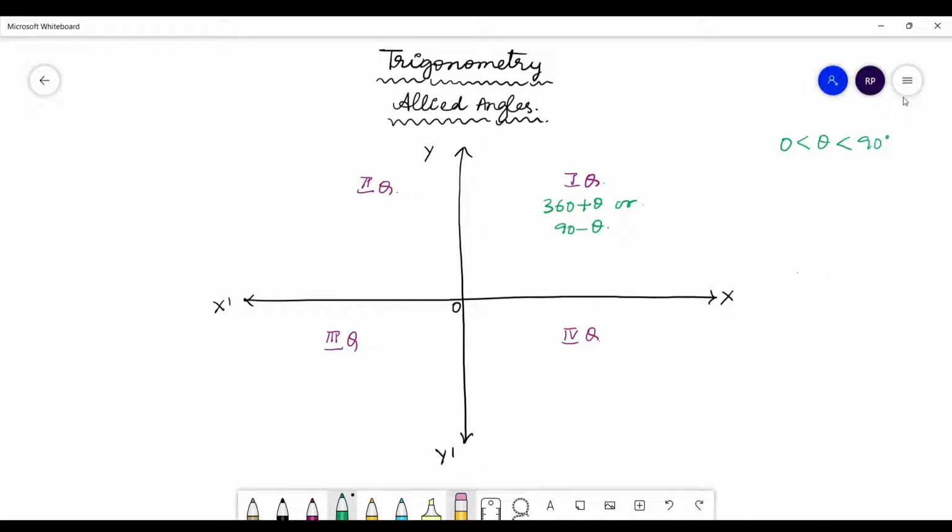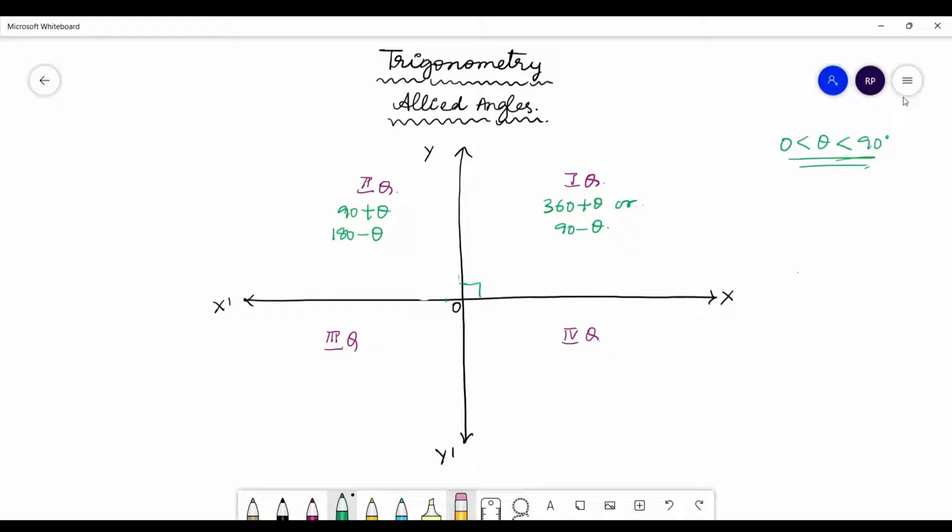Right? Next, similarly, the second quadrant, I can represent it as 90 plus theta. This is 90 plus theta. Or what is this angle XOX dash? 180 minus theta also I can represent it as, correct? 180 minus theta, the same logic, right?